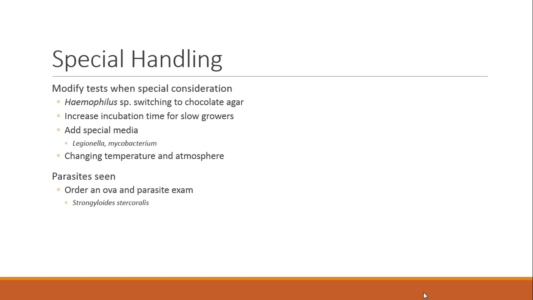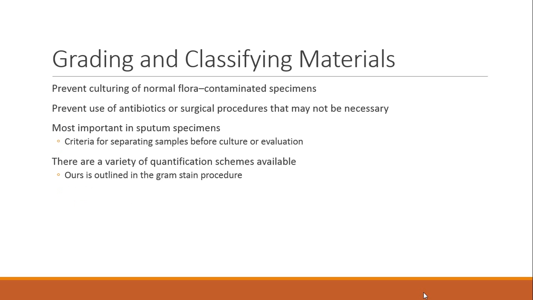If you are suspecting a slow grower, you might have to increase the incubation time from 3 days to 7 days. You might need to add special media if you think that there's a Legionella present or a Mycobacterium. If you think there's something else there that requires a special kind of media, you want to add that. You might need to change a temperature or atmosphere. We're not going to go into a whole depth of adjusting, but just be aware.